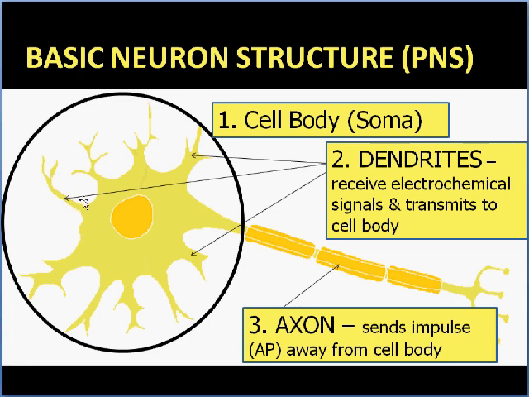These are receiving information. Dendrites are receiving information and giving it to the cell body. The axon is sending information. So the information comes in here on the dendrites and gets sent out on the axons.